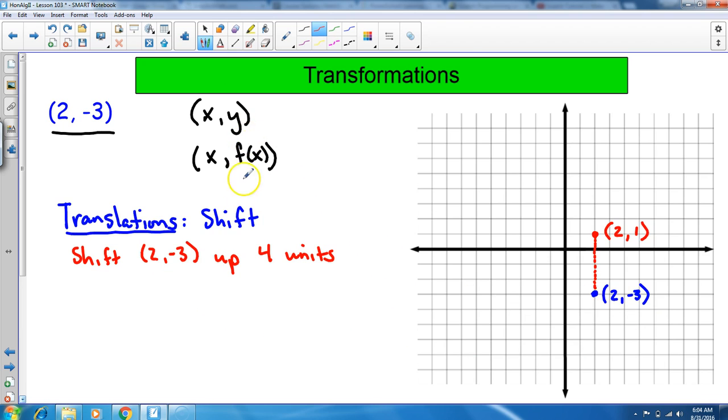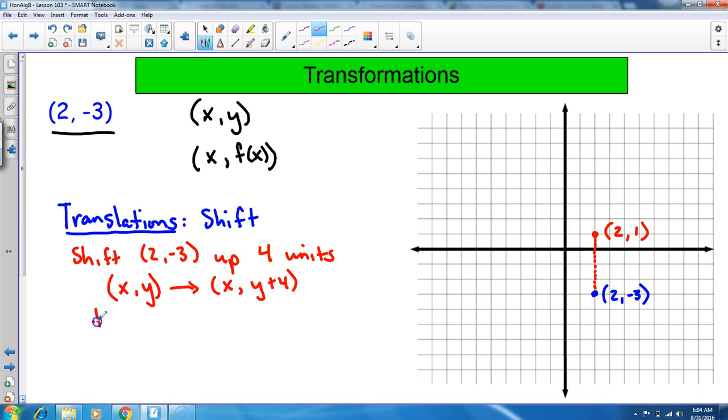So a couple different ways that you might represent this. Number one, you might see this written as, I'm going to take my original ordered pair, in this case (2, -3), and I'm going to change it into, I didn't do anything to the x. Notice that the x didn't change. What I did do to the y was I took my y and just added 4 to it in order to shift it up 4 units. Okay? So that's one notation.